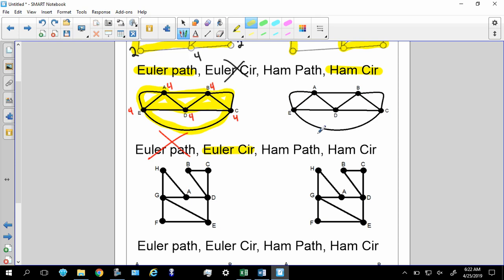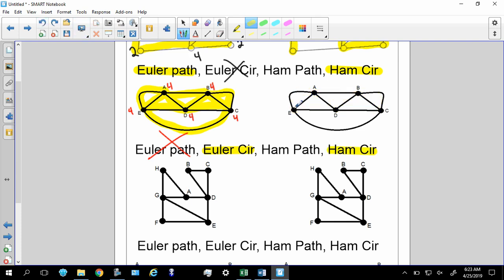All right, Hamiltonian. We're going to go ahead and do Hamiltonian circuit first, because that's always kind of the easier one. Oh, look at that. That's my Hamiltonian circuit. Awesome. Let's see if I can do a Hamiltonian path. All right, throw it back.